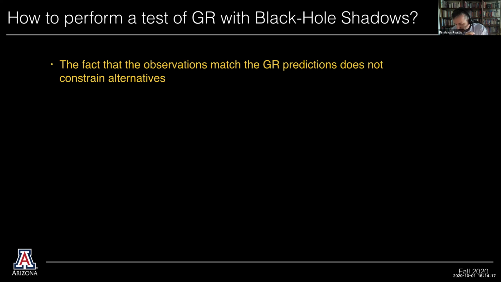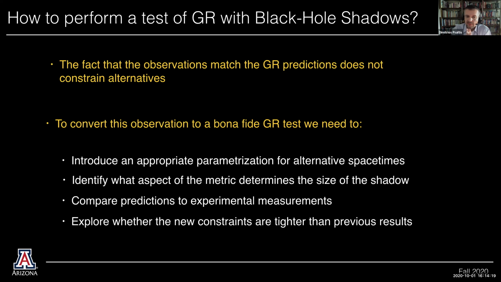So to convert those measurements to a bona fide test of general relativity, there are a number of things that we need to ask. First of all, we need to come up with a parameterization, those betas and gammas that I told you before, that works near black holes. That was a good parameterization for solar system tests, but it's not good at the strong gravitational fields of the black holes. Then we need to figure out what aspect of general relativity is it that we're testing really.